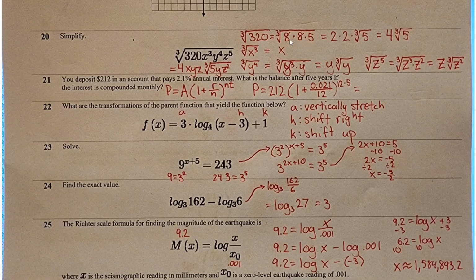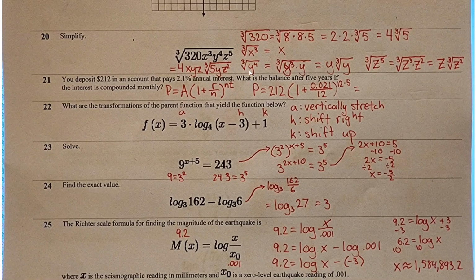I actually could have chosen a better one. Instead of 8 and 8, I could have said 64. Yeah, 320 is 64 times 5. But anyways, you can do it in parts, in steps like I did. So this is 2 times the cube root of 5, because cube root of 8 is 2, and I have 2 of them. And that's 4 times the cube root of 5. All right, cool. Well, what about the cube root of x cubed? Well, that's just x.